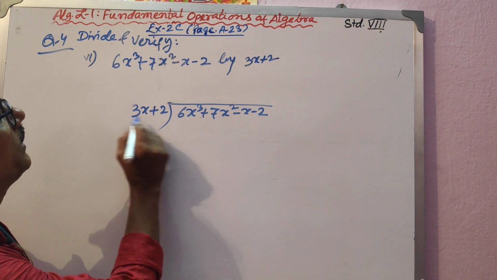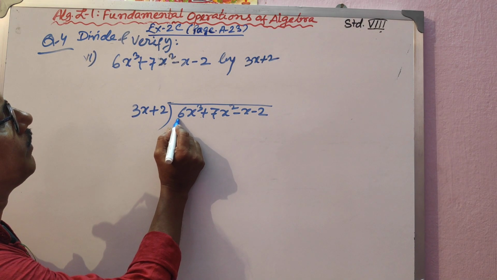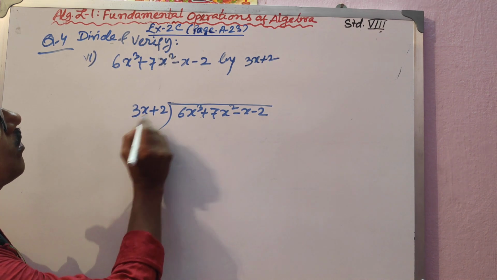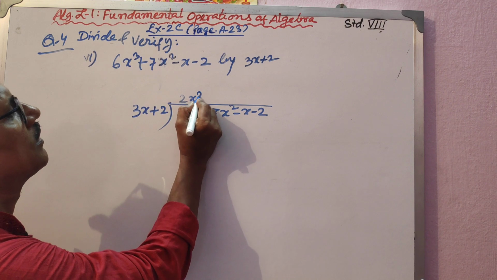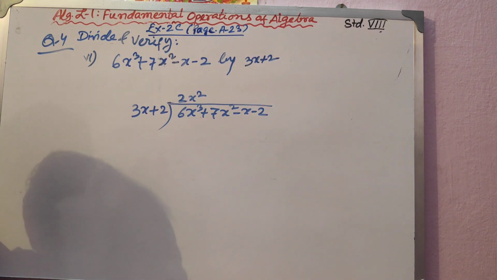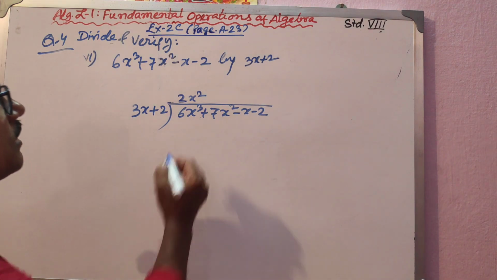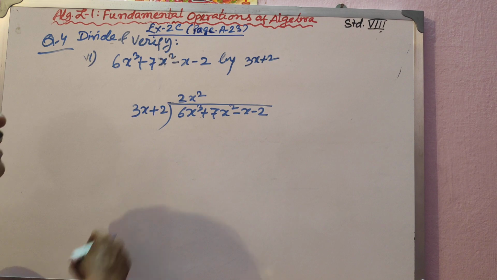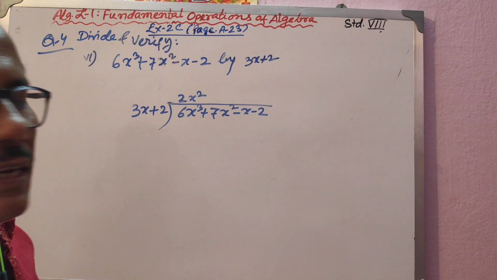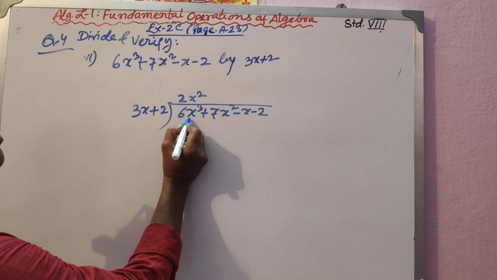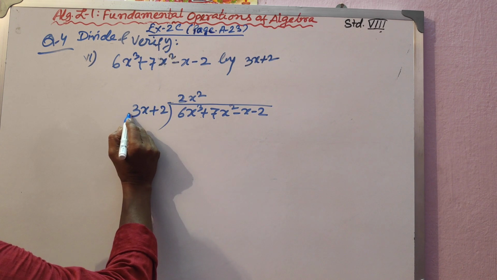Definitely, if you divide 6x cube by 3x, then what will it be? 2x square. If you multiply 3x with 2x square, you will find 6x cube, because you will have to cancel that. You will divide so that this term vanishes, then again we will go for the next term to vanish. So first step is to find 6x cube plus 2x square.